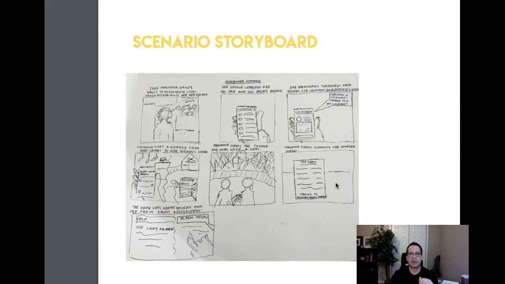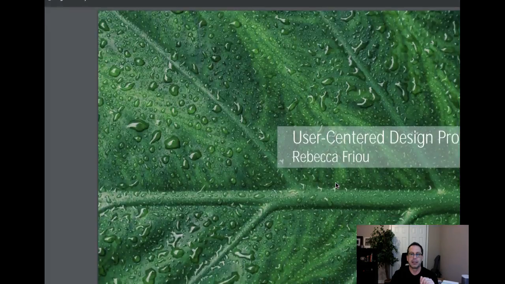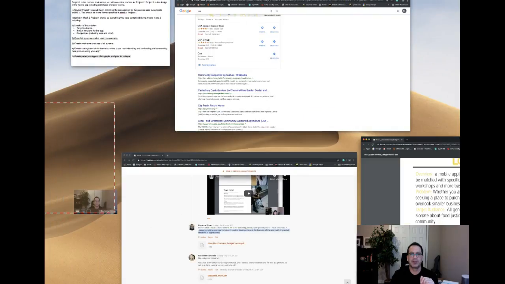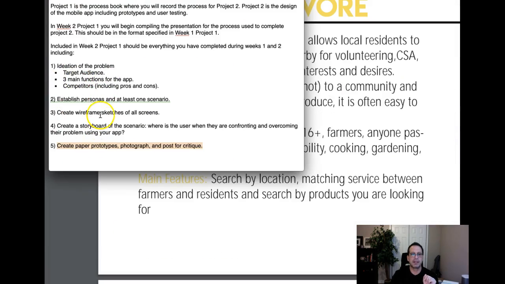And again, we still need a few other things, as I mentioned. We need wireframe sketches of all of your screens. I'd say go 10 deep on those screens at least. With the three main functions of the app, I would go at least 10, maybe 12 screens deep with your wireframes. And then create your paper prototypes.